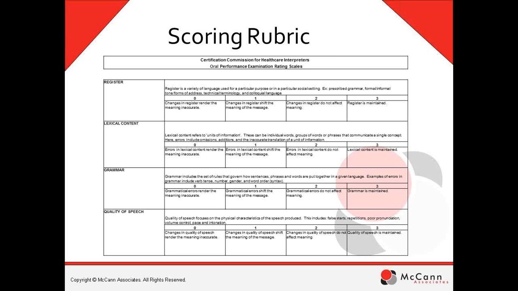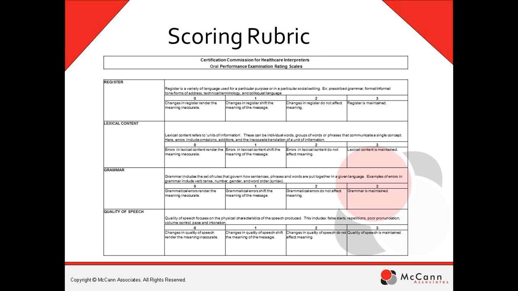Our second domain area is lexical content. Here, lexical content refers to units of information. These can be individual words or groups of words or phrases that communicate a single concept. Here, these errors can include omissions, additions, and the inaccurate translation of a unit of information. In lexical content, a score point of 0 means that errors render the meaning inaccurate. Score point of 1 means that errors in lexical content can shift the meaning of the message. Score point of 2 means that errors in lexical content do not affect the meaning. And finally, score point of 3 means that lexical content is maintained throughout.